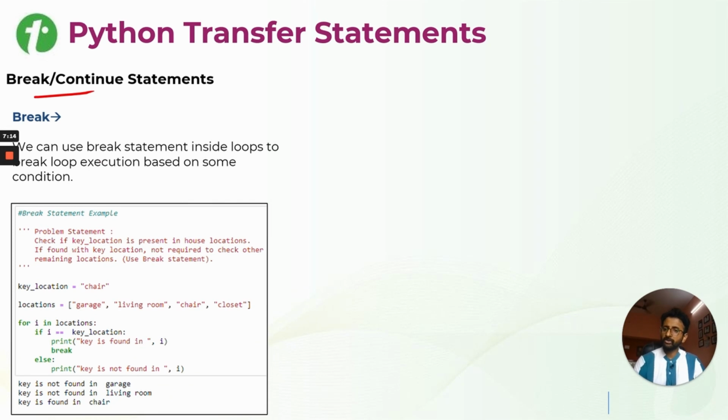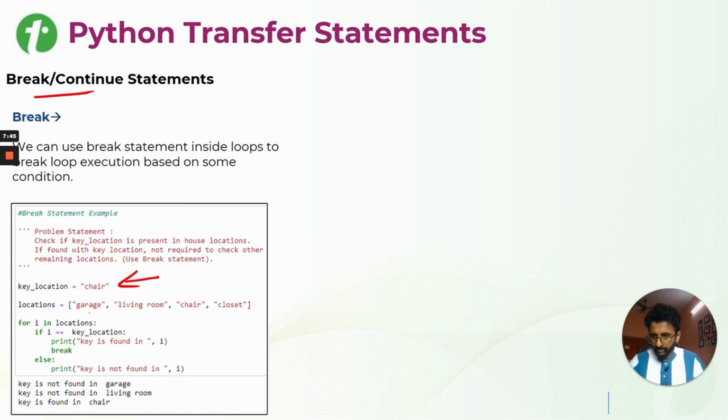So what is the use of break? For example, you are inside a loop, you are checking something from this list. Here you have an example of garage, living room, chair and closet. These are the four values inside your list. Now you are checking whether your input, whatever the user is providing, matches a certain value. Here in this case, we are matching with chair. It should come out of your loop. It should not go until the last element to check one by one. That is an example of break.